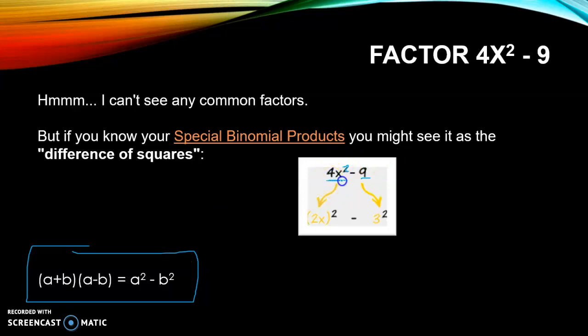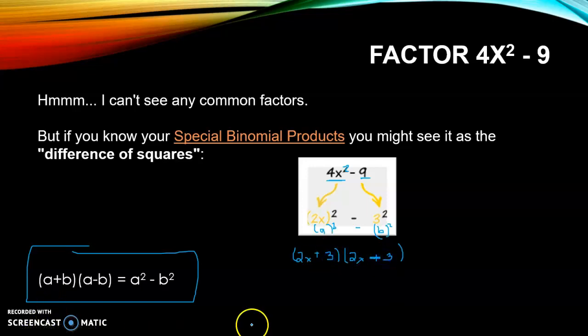Well, here we have our a squared minus b squared. So we're going to write that as a. Our a is 2x squared, because I know that if I squared that, I would get 4x squared. Minus, here's our b term, 3 squared, which gives me 9. Once I know that, I can plug this back into my formula of a plus b and a minus b, where my a term is 2x, and my b term is 3.